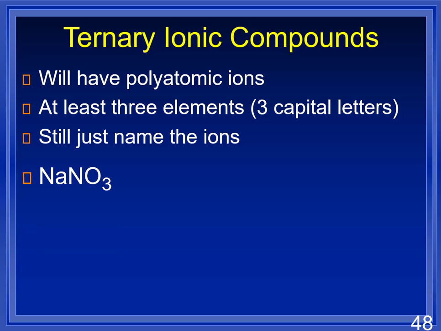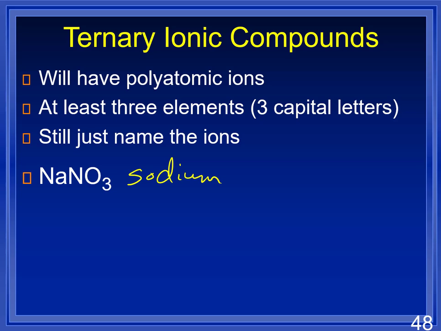So, NaNO3. I want to name that compound. First of all, 3 capital letters tells me it's got to have a polyatomic ion. Look at the first element. The first element is Na. Na is sodium. It's a metal. I write sodium. Does sodium need Roman numerals? It's in group 1A, so it doesn't need them. So the first ion is sodium.